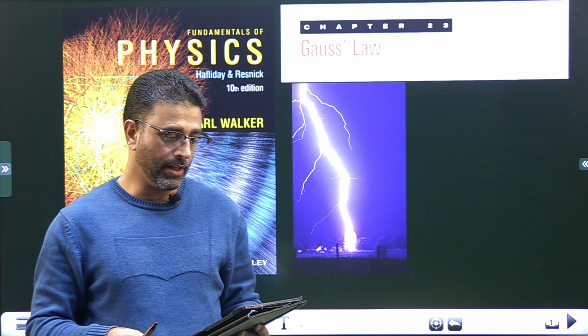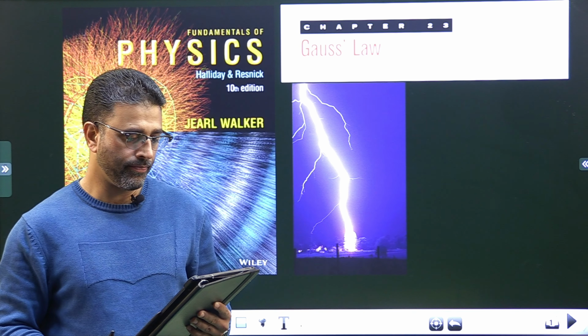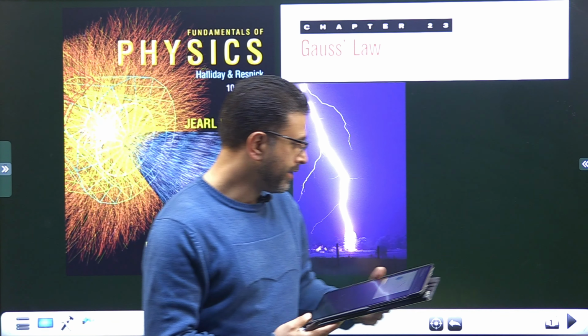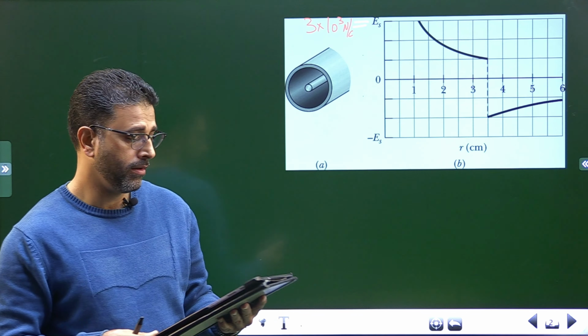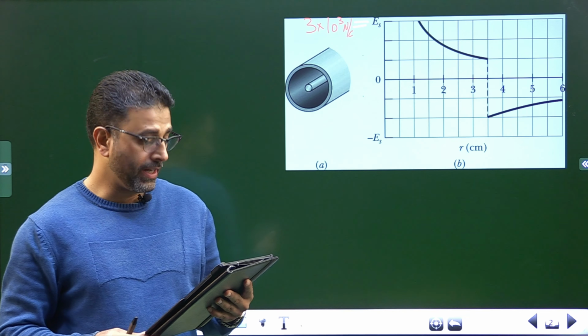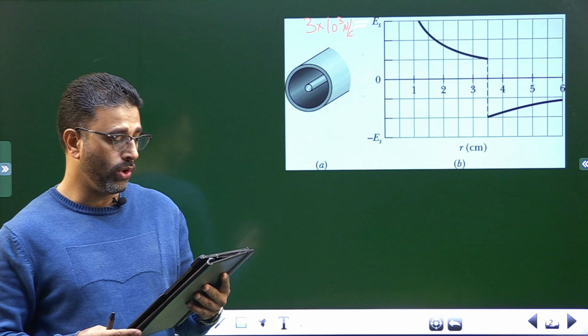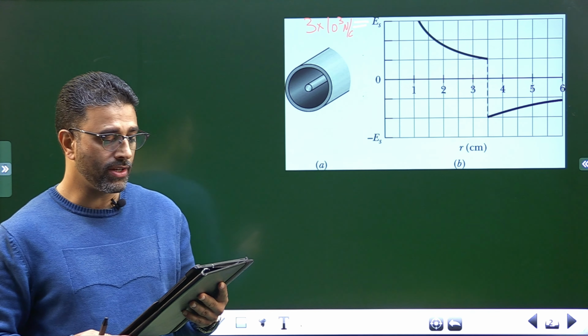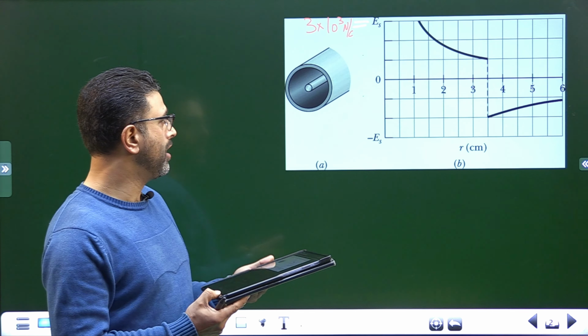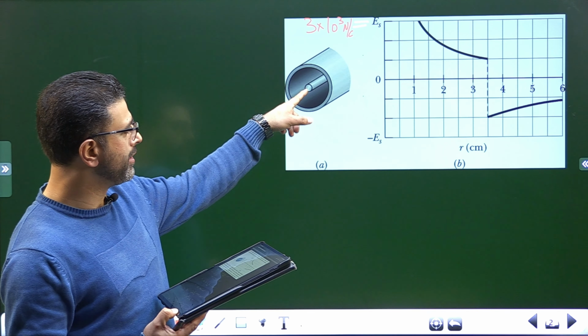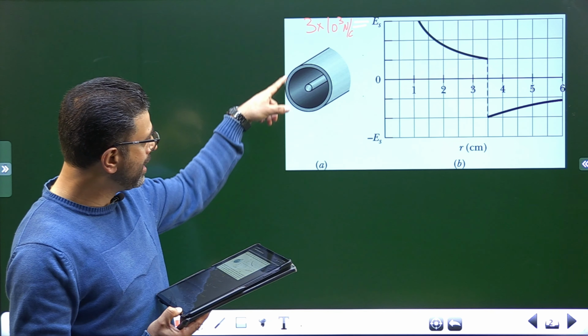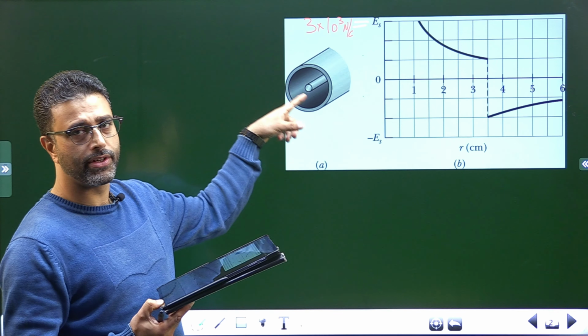Chapter 23, Gauss law, problem number 26. We have a diagram here. Figure A shows a narrow charged solid cylinder that is coaxial with a larger charged cylindrical shell. So we have a very small narrow solid cylinder, and then it is surrounded by a coaxial cylindrical shell.